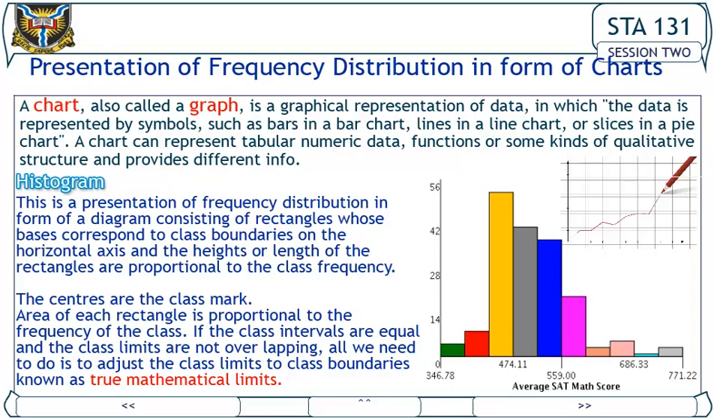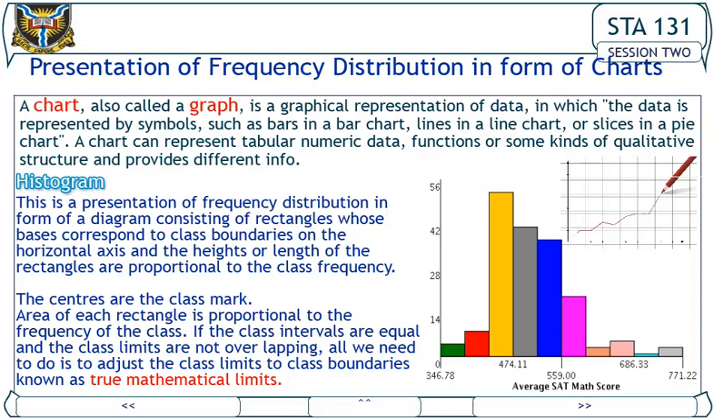Histogram. This is a presentation of frequency distribution in form of a diagram consisting of rectangles whose bases correspond to class boundaries on the horizontal axis, and the height or length of the rectangles are proportional to the class frequency. The centers are the class mark. The area of each rectangle is proportional to the frequency of the class.